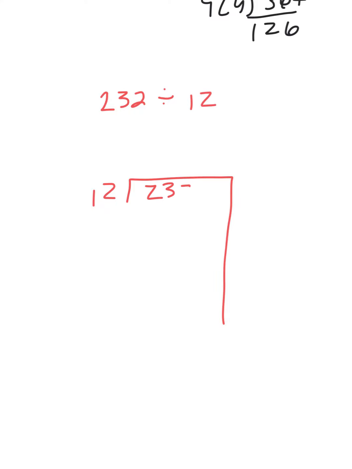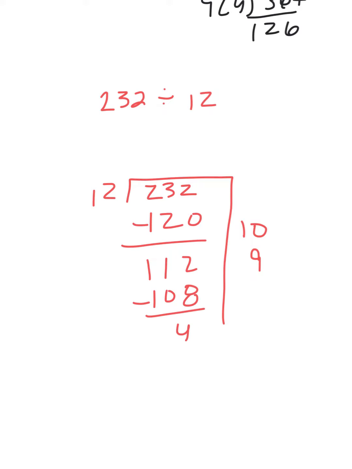So looking at another way, what if we said we had 232 M&Ms we were going to share with 12 of our friends? Again, we think about partial quotients. So we have 232 M&Ms. Well, we know we can at least give every one of our friends 10 M&Ms. So that's only 120. That still gives us 112 left. Well, we could give 9 M&Ms. So that gets us to 108. We have 4 left over.